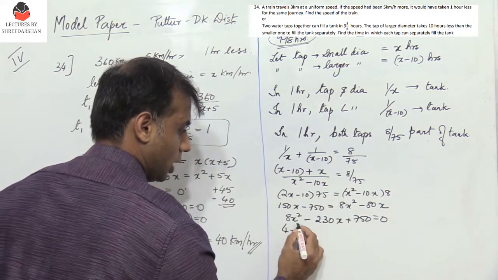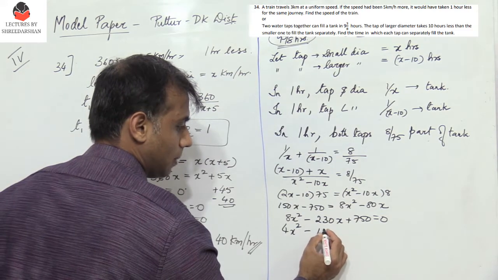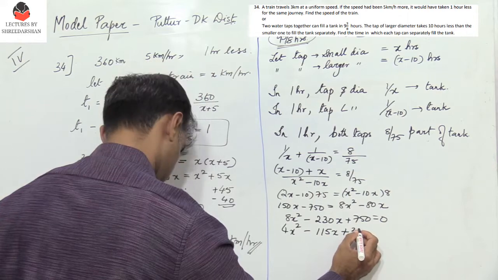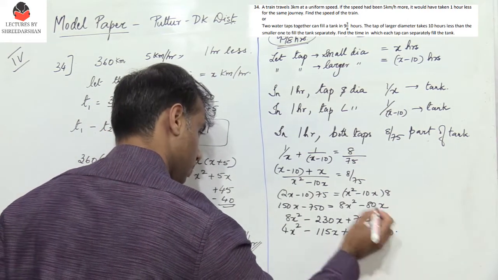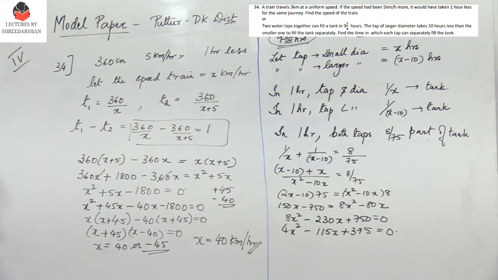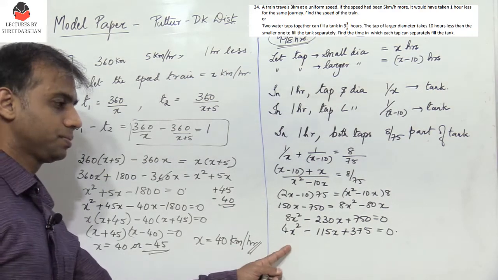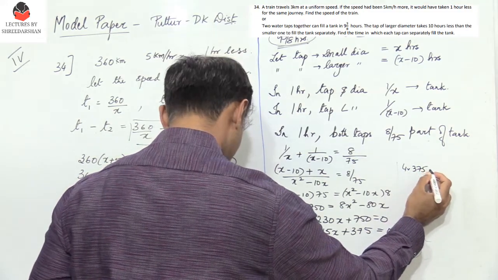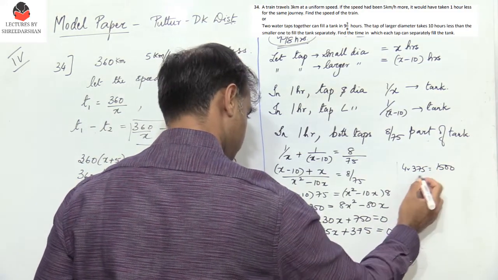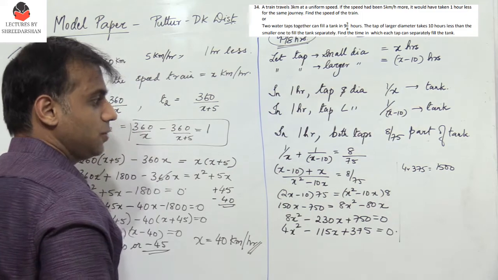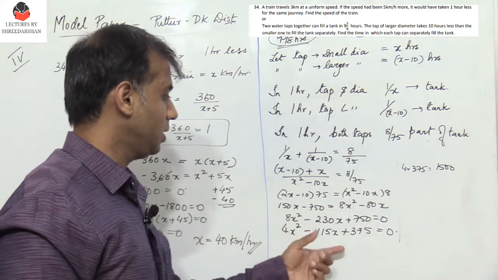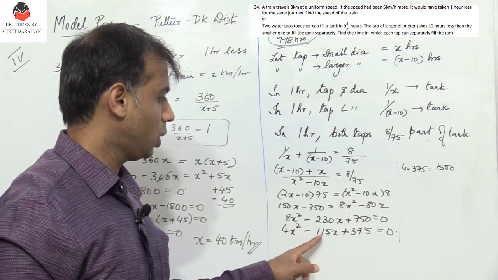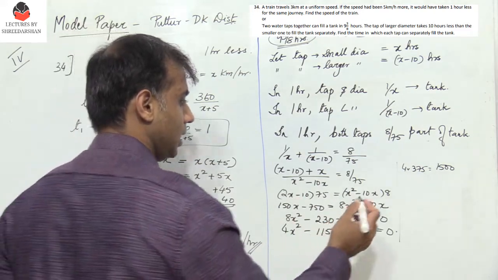I get 4x square minus 115x plus 375 equal to 0. Alright, so now I need to solve for x. So 4 into 375 gives me 1500. Alright, so I need to find two numbers which when multiplied would give me 1500, which when added should give me 115.